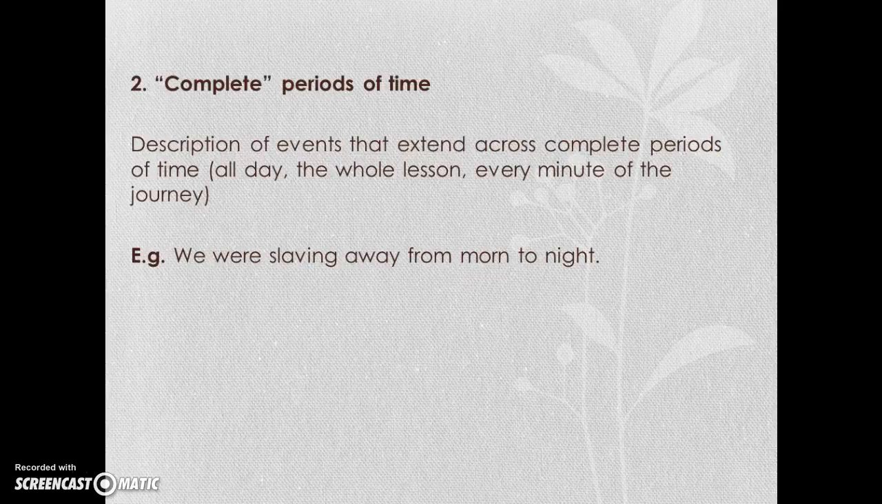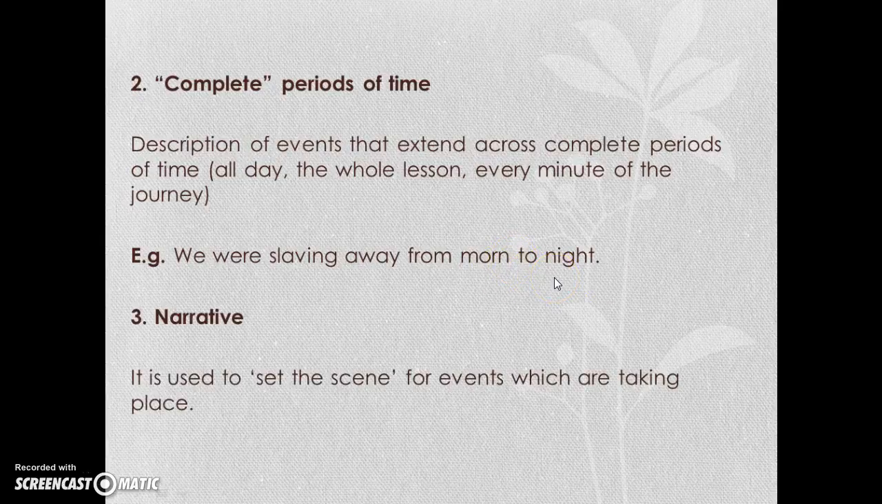Another use of this tense is when you have complete periods of time. You could say that this is used when there is a description of events that are extended across complete periods of time. For example, all day, the whole lesson, every minute of the journey. For example, we were slaving away from morning to night.